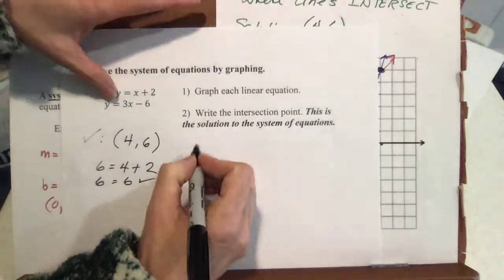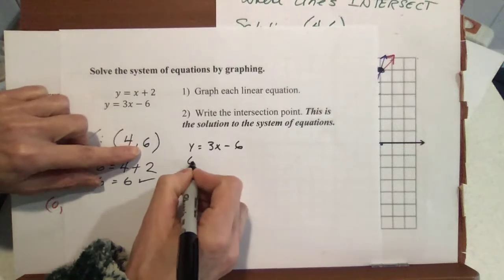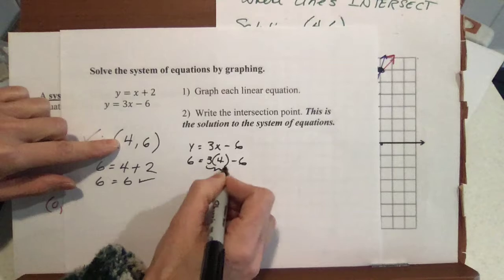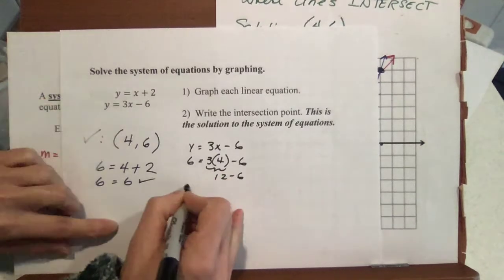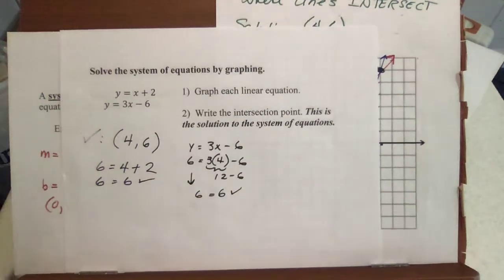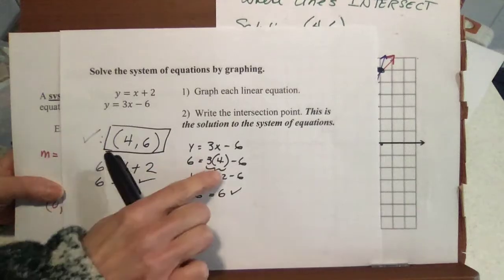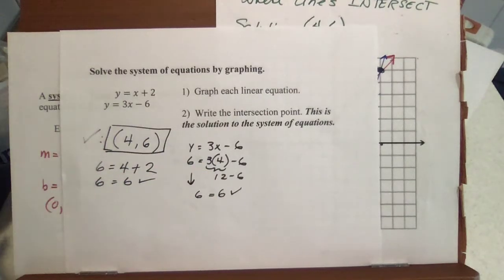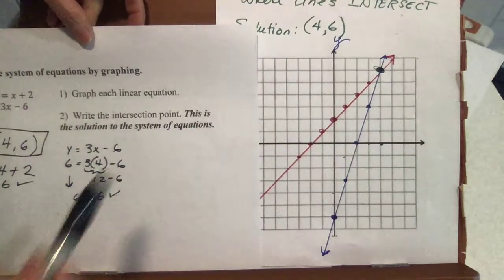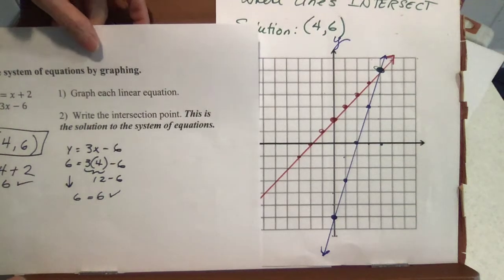Let's check with the other equation, y equals 3x minus 6. We plug in 6 for our y and 4 for our x. We calculate 12 minus 6. Our equation comes down to 6 equals 12 minus 6, and 12 minus 6 is 6, so it checks. What this means is that (4, 6) is a solution for both of these equations. We've checked our work, so our graph is correct, and our solution, which we have to write separately off of the graph, is also correct.